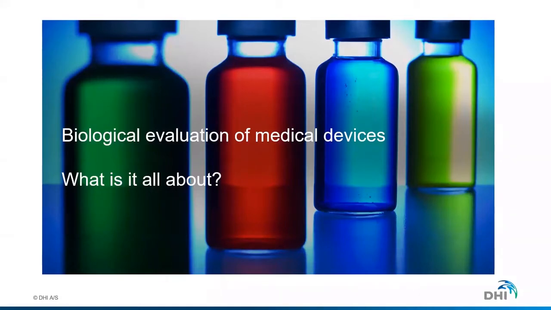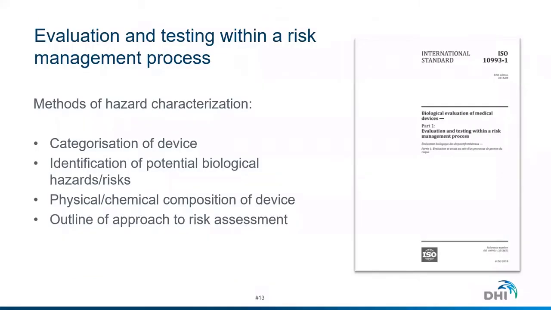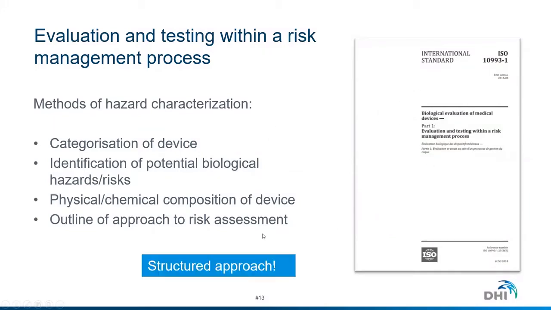So what's it all about, this biological evaluation? What ISO 10993 Part 1 does is that it essentially gives you a structured approach on how to assess the biological risks related to your device. It does so by giving you methods of hazard characterization, including categorization of the device. That helps you to identify the potential biological hazards and risks.